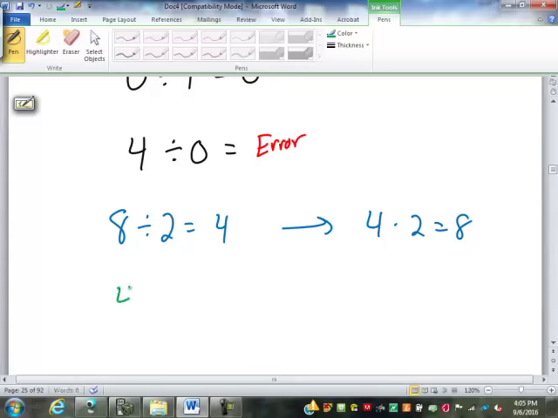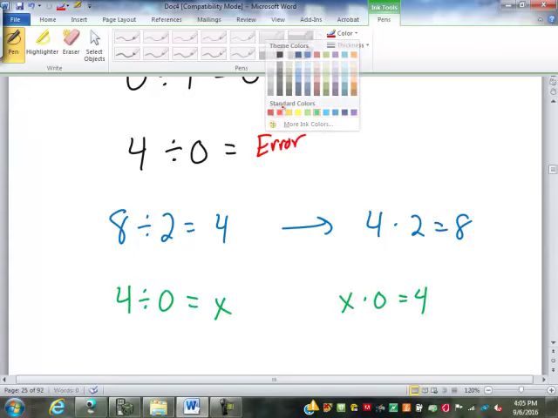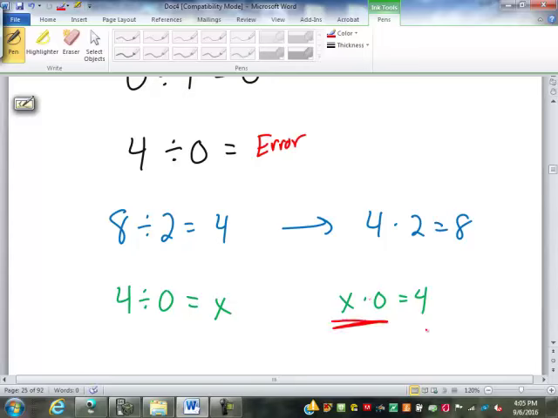So if we want to do 4 divided by 0, if 4 divided by 0 equals a number, I'm going to call it x. That means that x times 0 has to equal 4. Is there anything I can multiply by 0 and make it equal 4? No. Anything times 0 is going to be 0. So that's one of our laws of multiplication. It's called the zero product rule. Anything times 0 has to equal 0. So there is nothing I can put in here to multiply by 0 to get 4. So therefore, we cannot divide by 0.